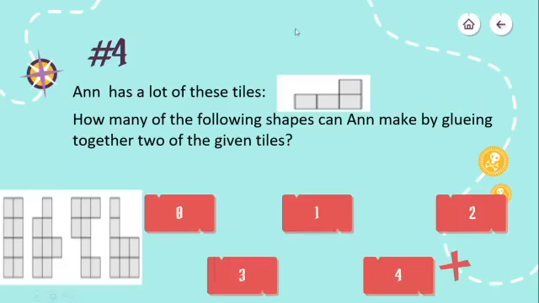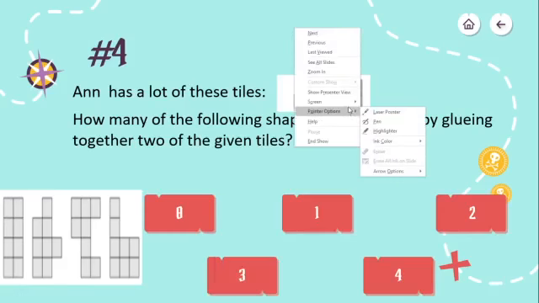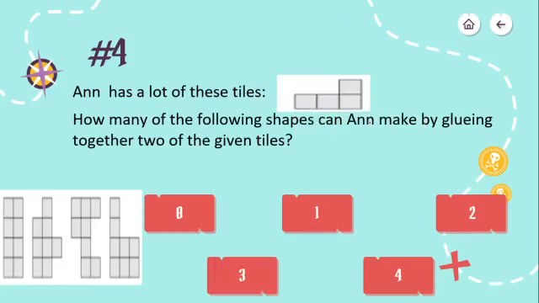Okay, this is our fourth level and the fourth question. Anne has a lot of these tiles. Can you see this tile? Okay, this is the shape of the tile Anne has. How many of the following shapes can Anne make by gluing together two of the given tiles?